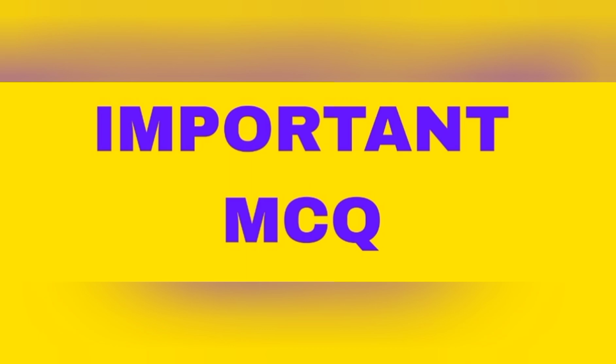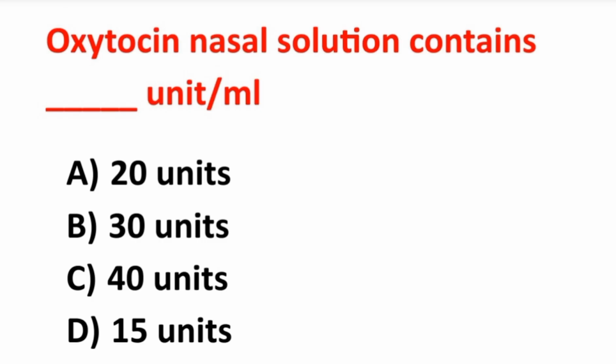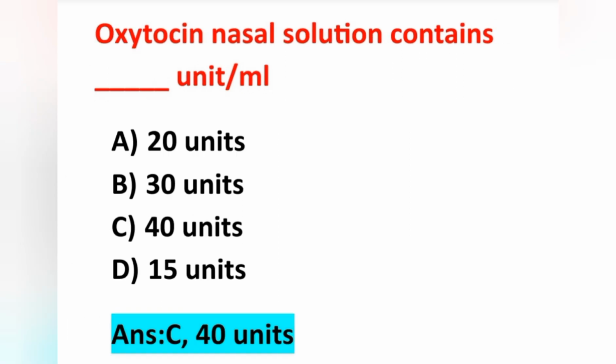We will see today's questions one by one. First question, oxytocin nasal solution contains dash unit per ml. Option A 20 units, option B 30 units, option C 40 units, and option D 15 units. Correct answer is option C, 40 units. Oxytocin nasal solution contains 40 units per ml. Per ml, 1 ml contains 40 units.